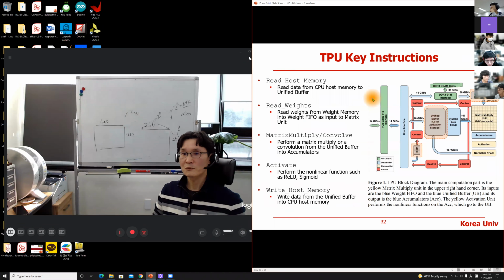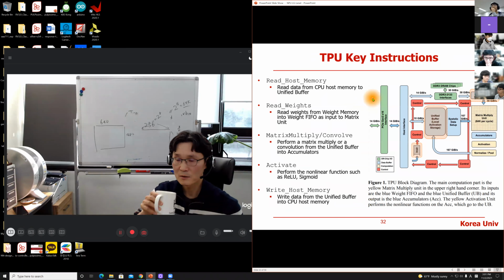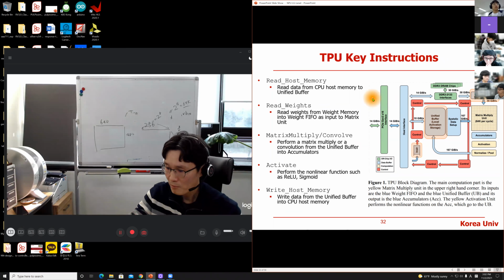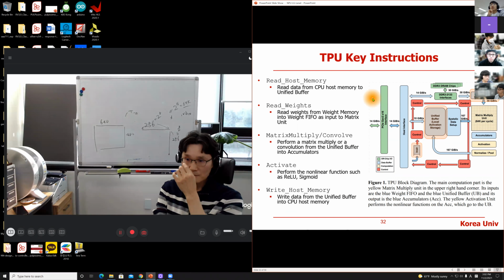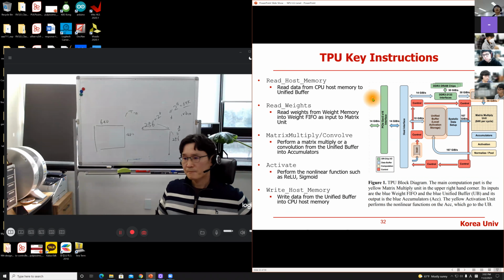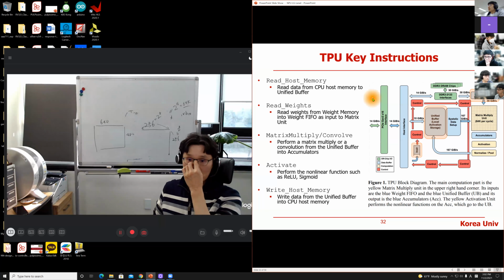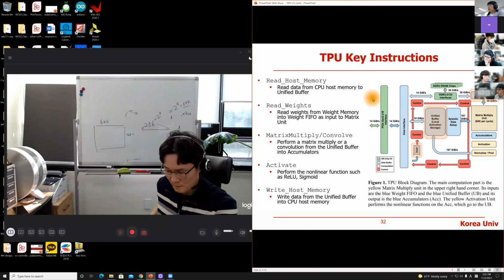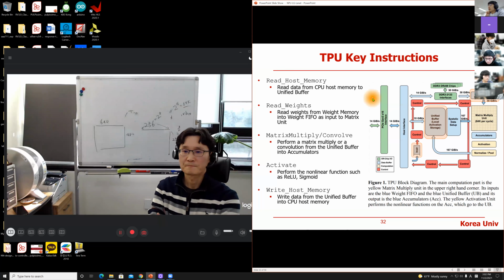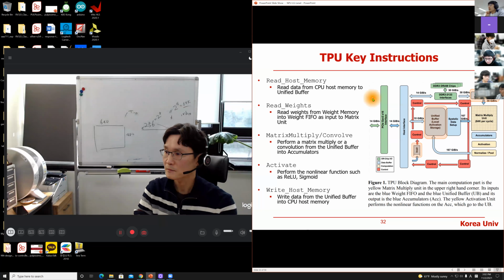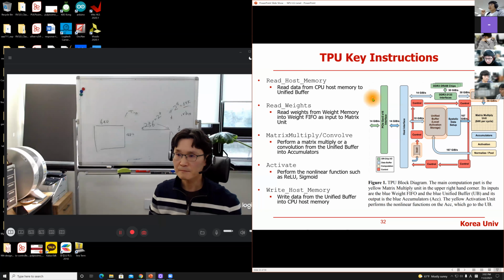And then who is going to read this? Dongwoo, can you please? Read host memory: read data from CPU host memory to unified buffer. Read weights: read weights from weight memory into weight FIFO as input to the matrix unit. Matrix multiply, convolve: perform a matrix multiply or a convolution from the unified buffer into accumulators. Activate: perform the nonlinear functions such as ReLU, sigmoid. Write host memory: write data from unified buffer into CPU host memory.